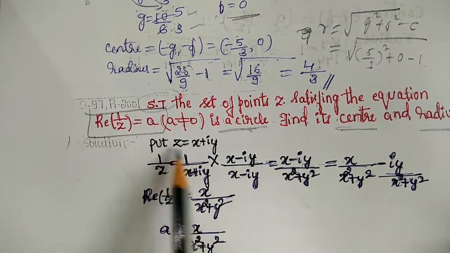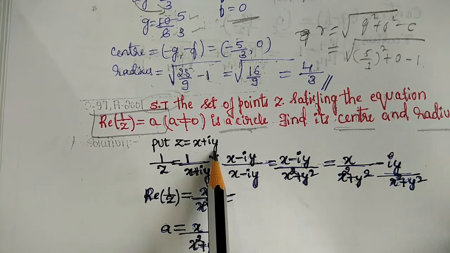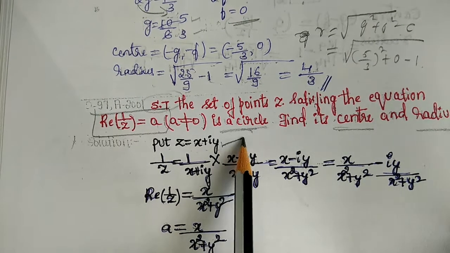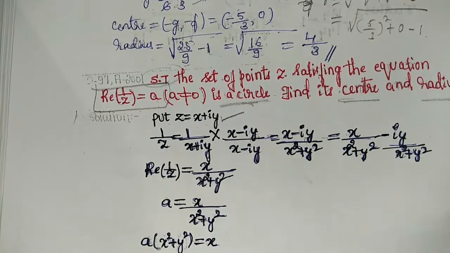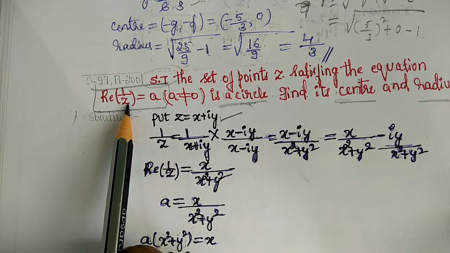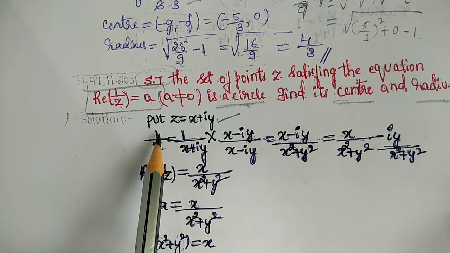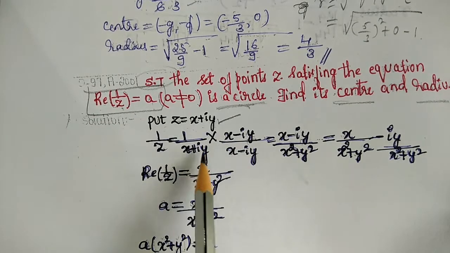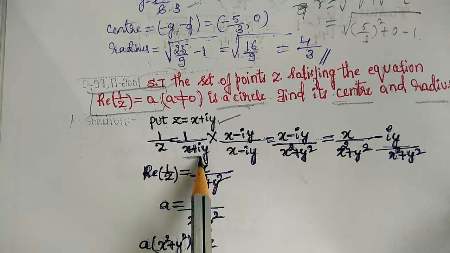So for that, put z is equal to x plus iy. We know that we are in the complex numbers, therefore z should be a complex number, so z is equal to x plus iy. Now the real part of 1 by z. For that, what is 1 by z? So find 1 by z. So 1 by z becomes 1 by x plus iy.